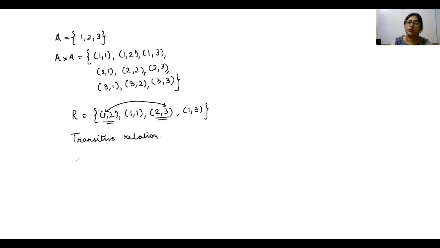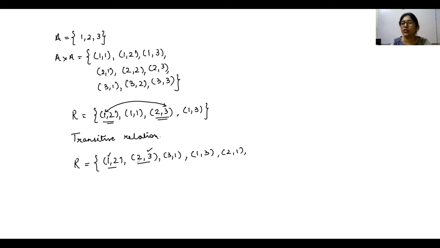Let's define one more. Say relation R is {(1, 2), (2, 3), (3, 1)}. In order to make it transitive, we should have (1, 2), (2, 3), so (1, 3), the first and the last element. That ordered pair should be there. Now you see here (2, 3), (3, 1). So we should also have (2, 1).